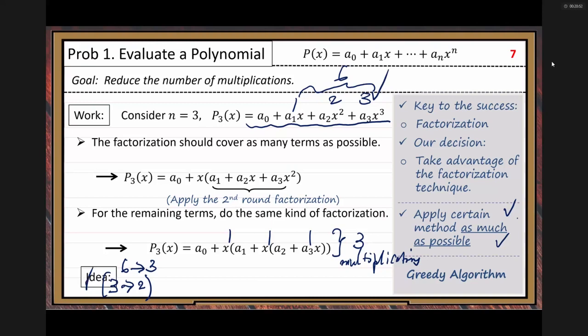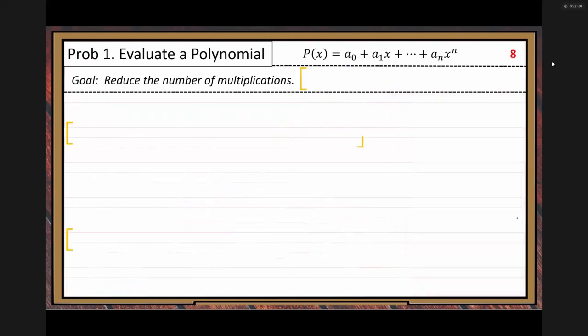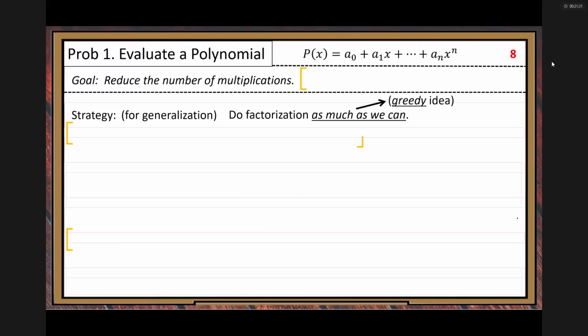The idea is to push this method to the general case. Now, we feel we are ready to work on the general case, the n case. Strategy for the general case. For generalization, do factorization as much as we can. Greedy algorithm. Again, greedy idea, greedy approach, greedy strategy.